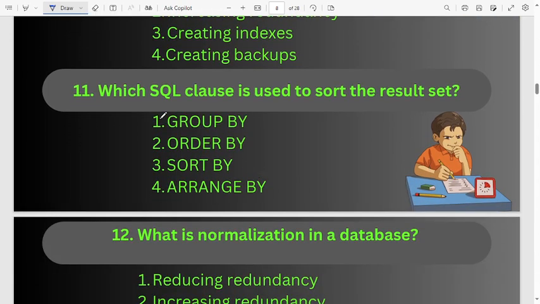Which structured query language clause is used to sort the results? The correct answer will be order by. Sort means we can sort the result set in ascending order or descending order. So order by ascending, A, S, C, or order by descending. By default, the order will be ascending.